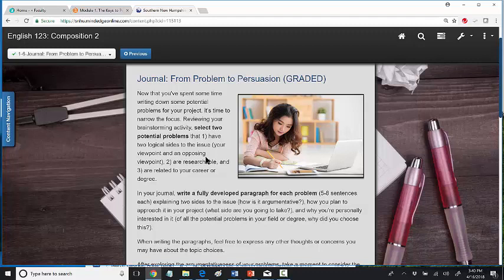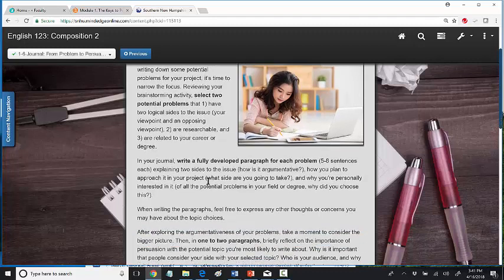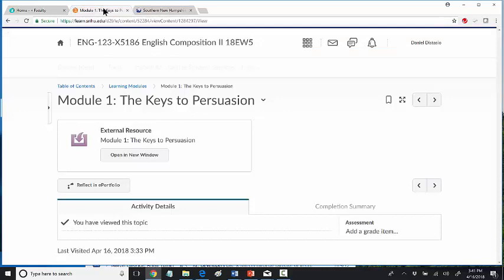Write a paragraph about one, how you plan to approach it, and which side of the argument you would take. Write a second paragraph about a totally different topic and what side you would take and how you would approach it. And then in a third paragraph, you'll choose between the 2, tell why you think it's important and who your audience is.